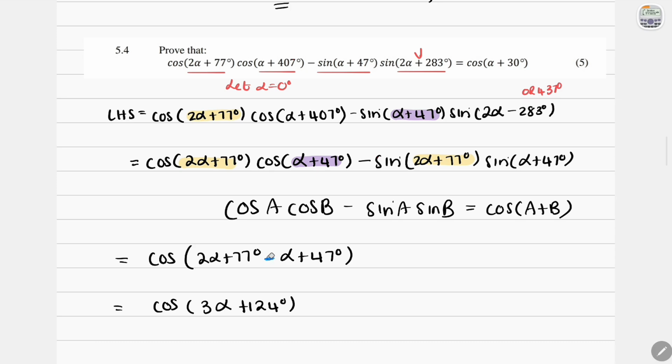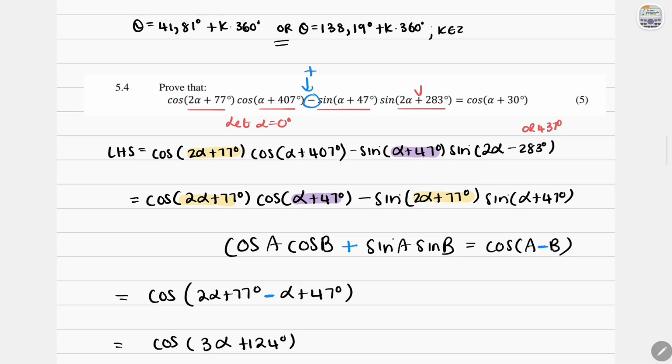So from the start already, if this should have been a minus, it means that you should have had a minus b, meaning this over here should have said plus, so that when you simplify using compound angles, then it should have said cos a minus b. So from here already, this should have said plus.